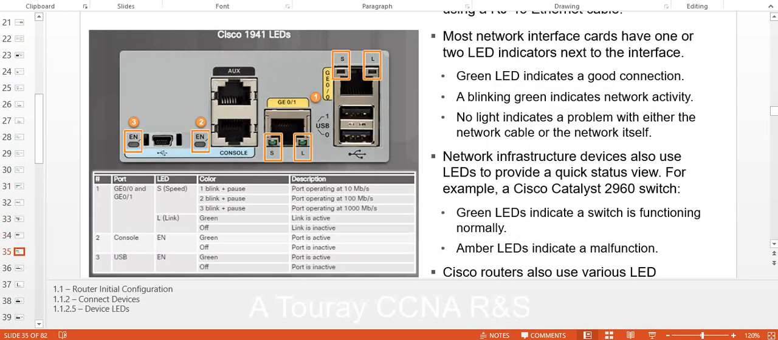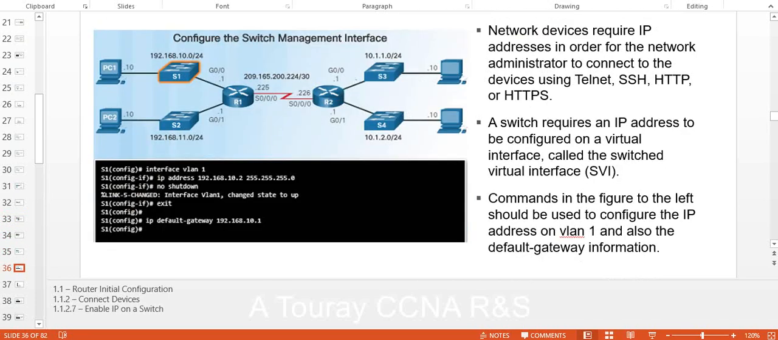So I will not have any need to go through these router components. But you can connect to a router using any of those. You can also use SSH, Telnet, or HTTP. You can remotely access a router from a remote location. But what you need for the switch is that it needs to have an IP address.